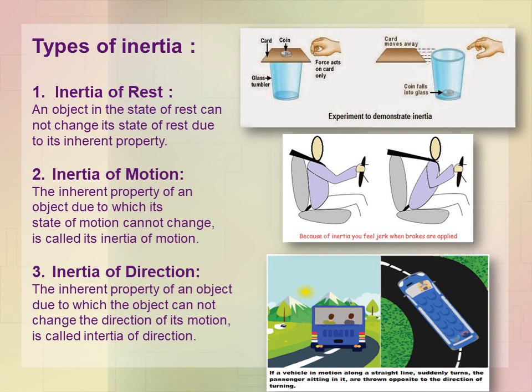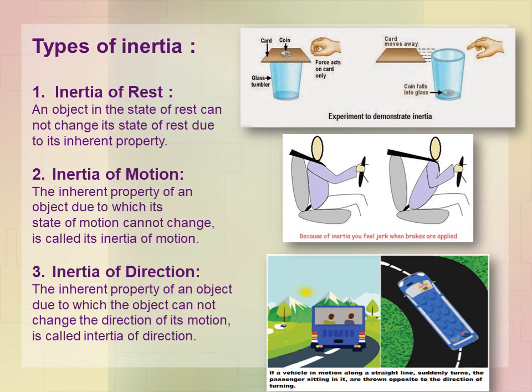Second type, inertia of motion. The inherent property of an object due to which its state of motion cannot change is called its inertia of motion. For example, when you are driving a car and all of a sudden you apply brakes, then what happens? You feel a jerk in the forward direction. This is because of the inertia of motion which your body possesses.